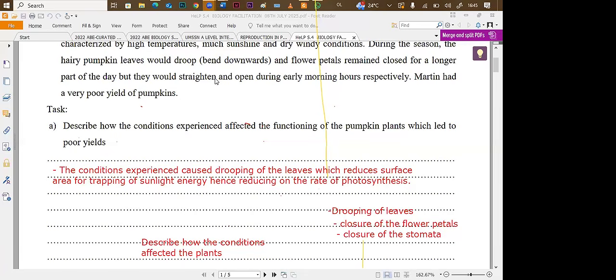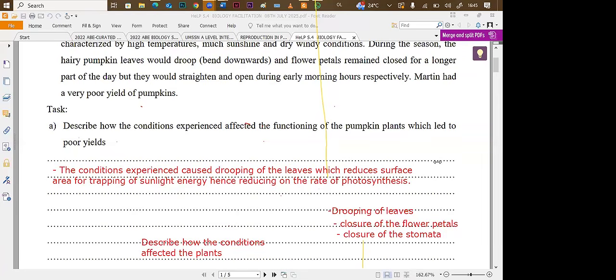Okay. Let me first pick someone from... okay, let me unmute. I have unmuted. Lango College, what have you come up with? Lango College, you can unmute.